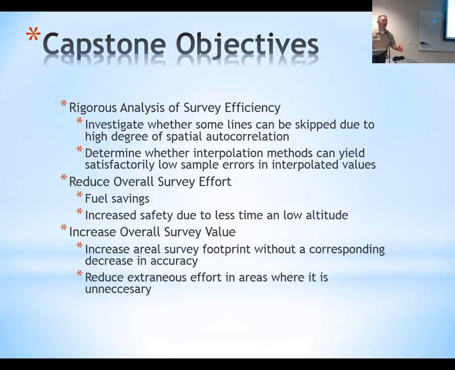All right, so how am I going to do that? What are my objectives with this project? Using some of the tools that I learned in the master's program at Penn State, I want to conduct a rigorous analysis of survey efficiency. I want to investigate whether some lines can be skipped due to high degrees of spatial autocorrelation. I want to determine whether there are interpolation methods that could yield satisfactorily low sample errors in interpolated values. I want to reduce the overall survey effort for lots of reasons.